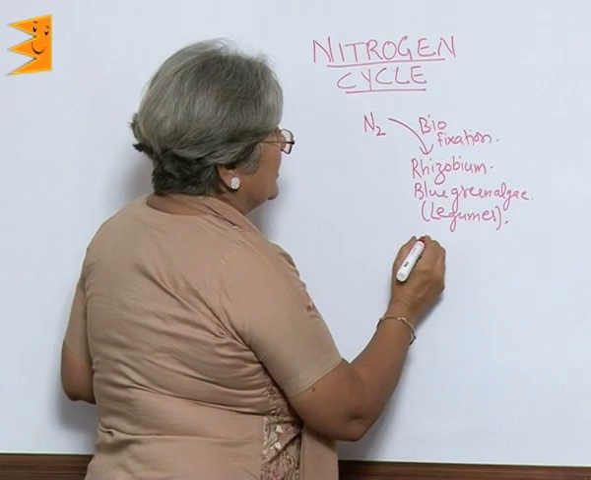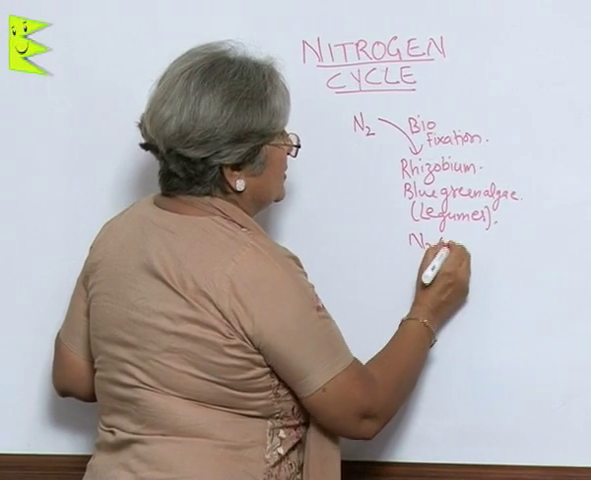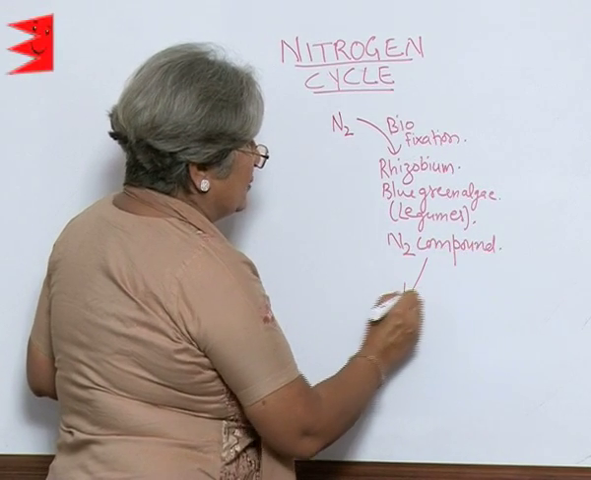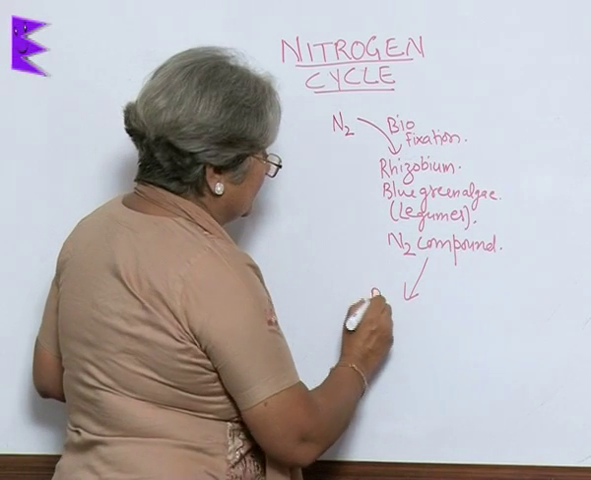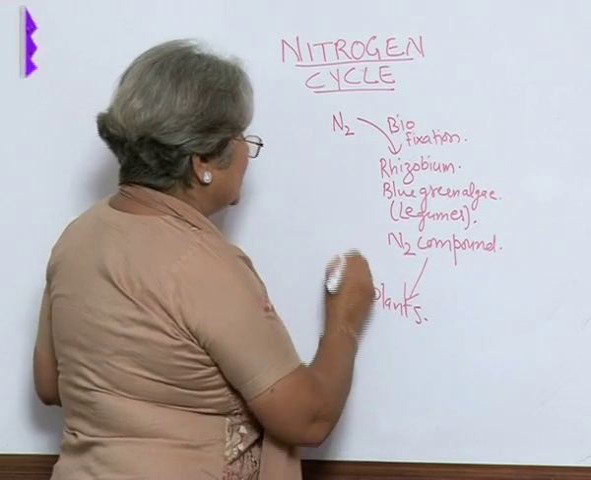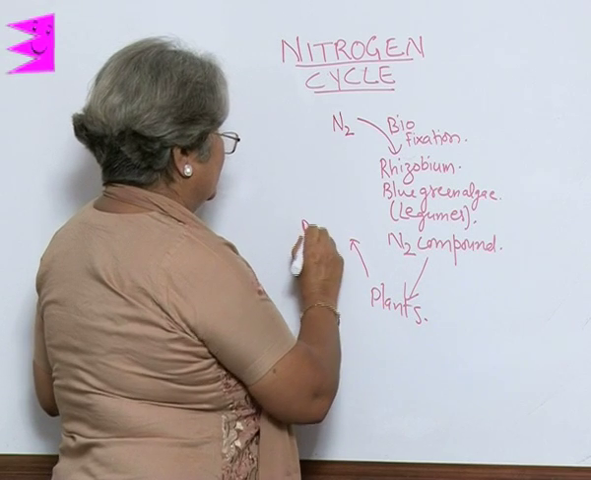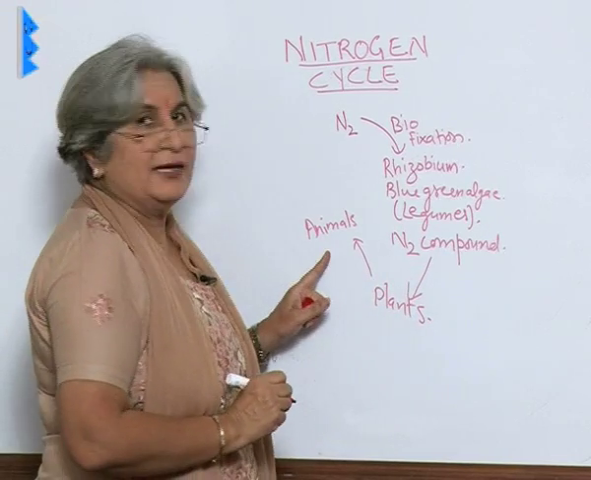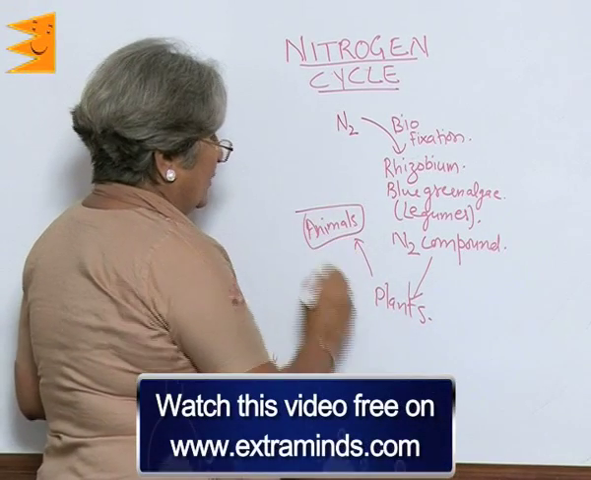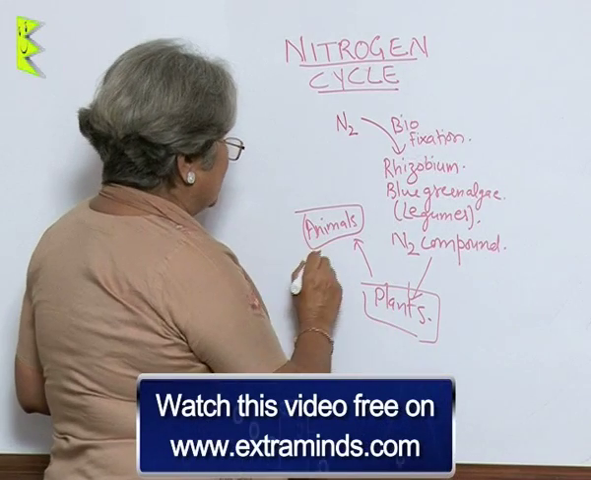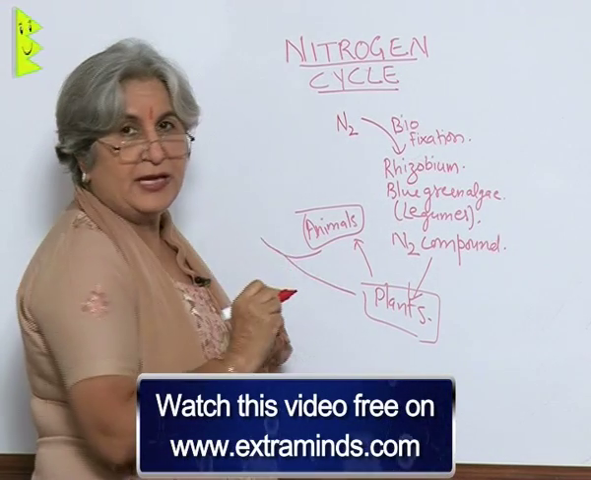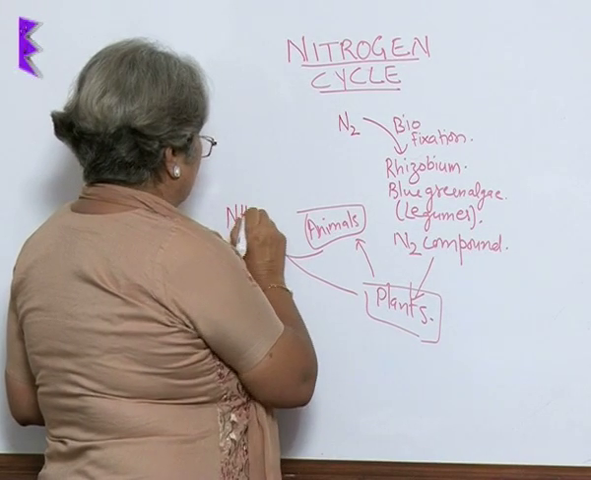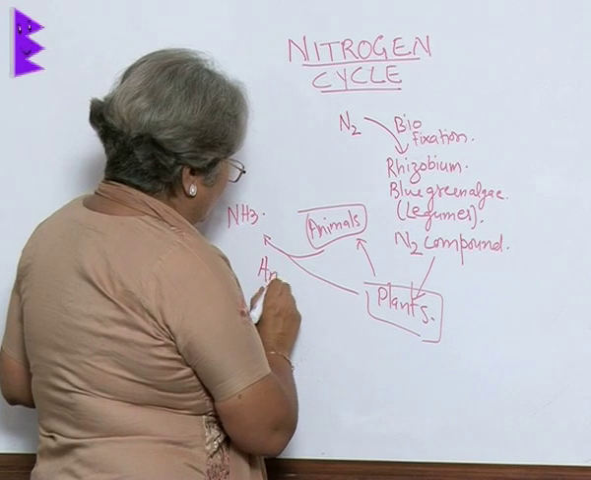So, nitrogen changes into nitrogen compounds. These nitrogen compounds are absorbed by plants. Plants are eaten by animals. So, the nitrogen compounds through food come to animals. Now, when these animals and plants die, of course the proteins break down, and what they form is ammonia. This process is called ammonification.